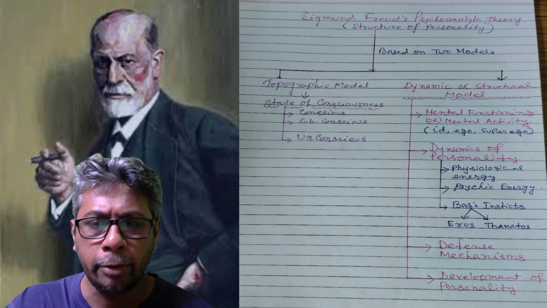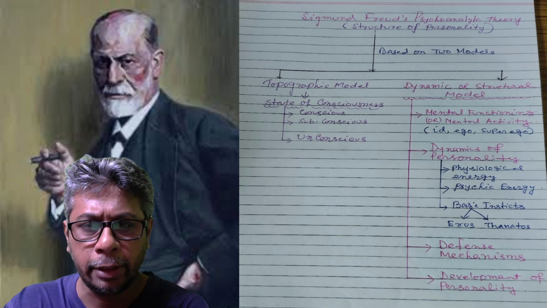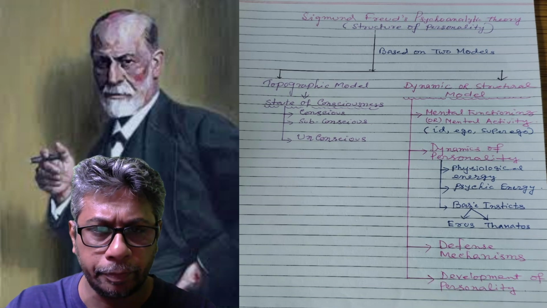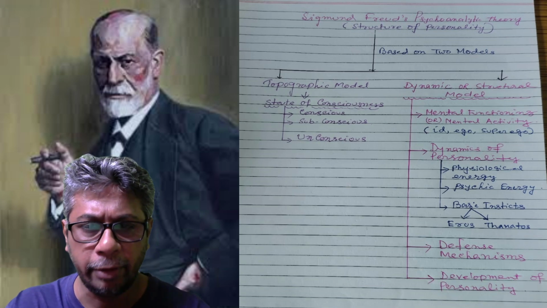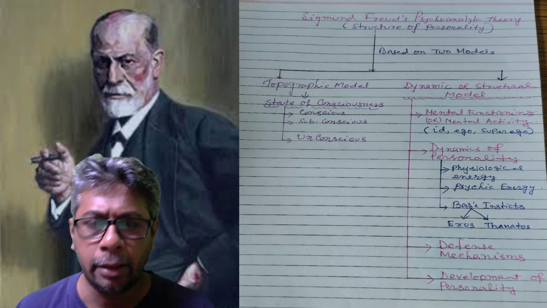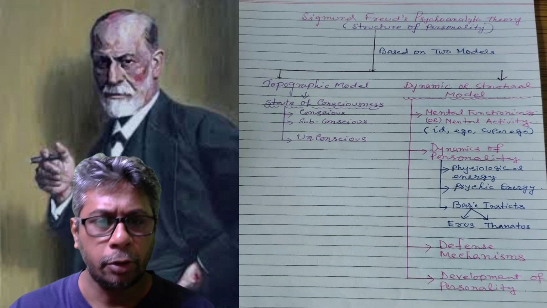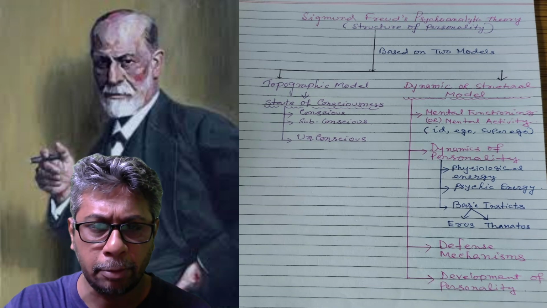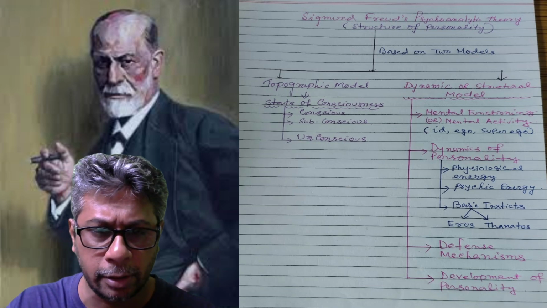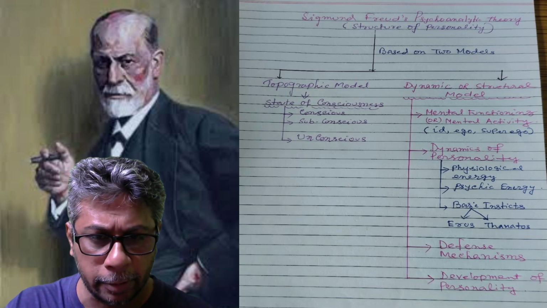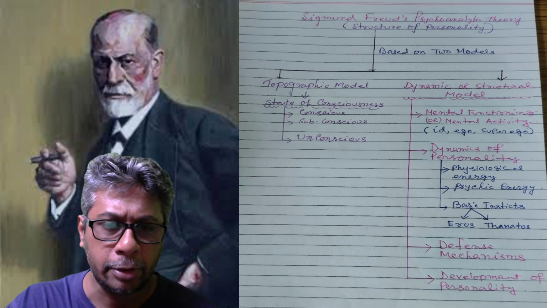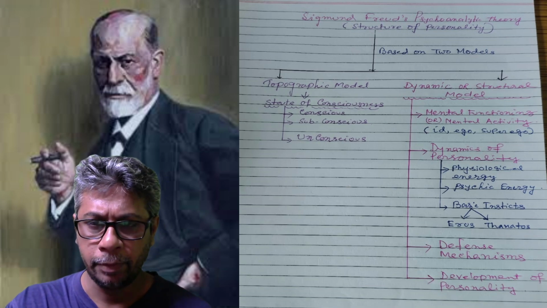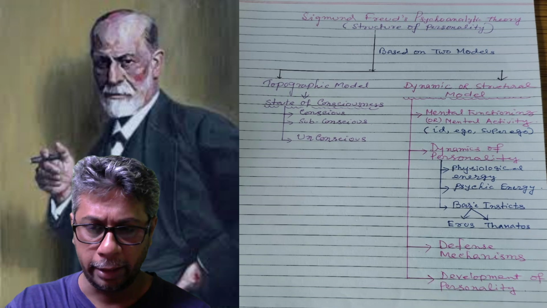Sigmund Freud's psychoanalytic theory of personality is based on two models. Number one, the topographic model. Number two, the dynamic or structural model. The topographic model is based on three parts, the three states of consciousness. Number one, conscious. Number two, subconscious or preconscious. Number three, unconscious.